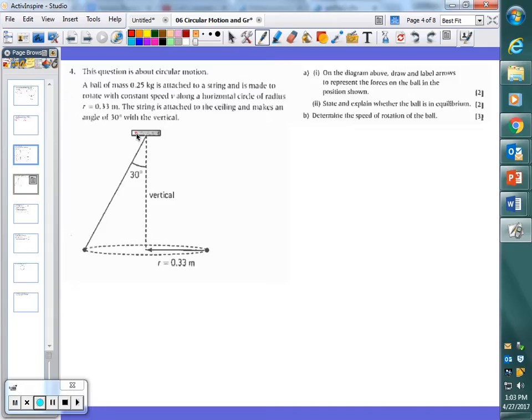A1. In the diagram above, it's not above because I needed to move it over so we had some more space. Draw and label arrows to represent the forces on the ball in the position shown. This is actually a little different. So, what's one force that we can put on this drawing right away?